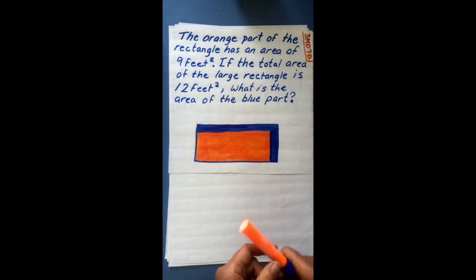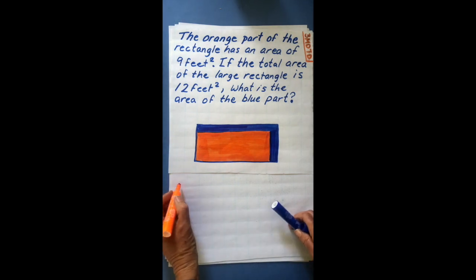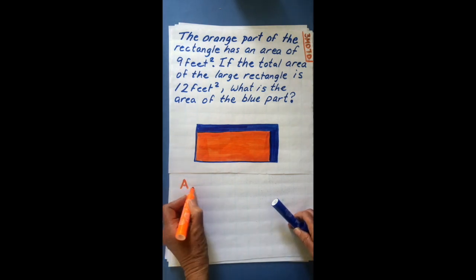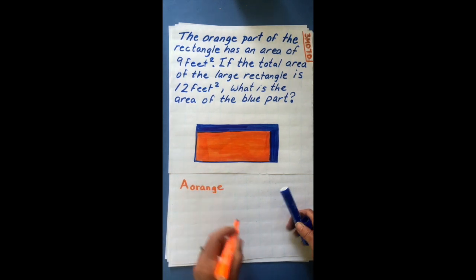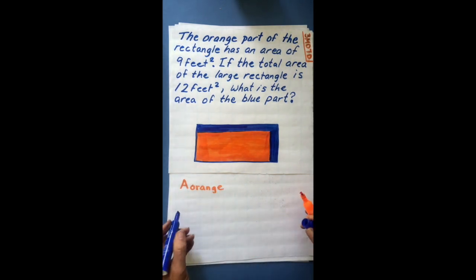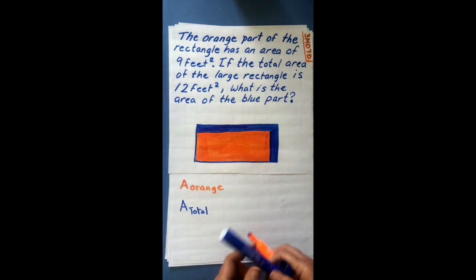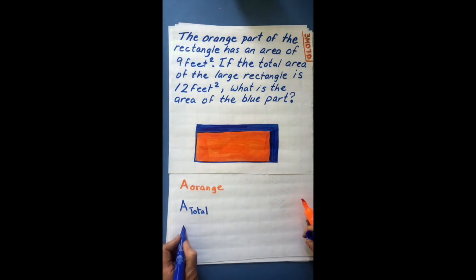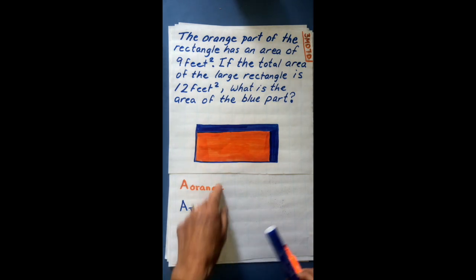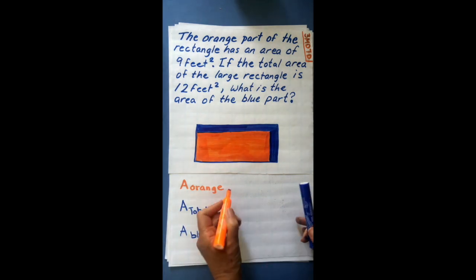So we have the area of the orange part. We have the total area. And they want us to find the area of the blue. Okay, so let's look at this. The total area, well, I guess I could do it this way.